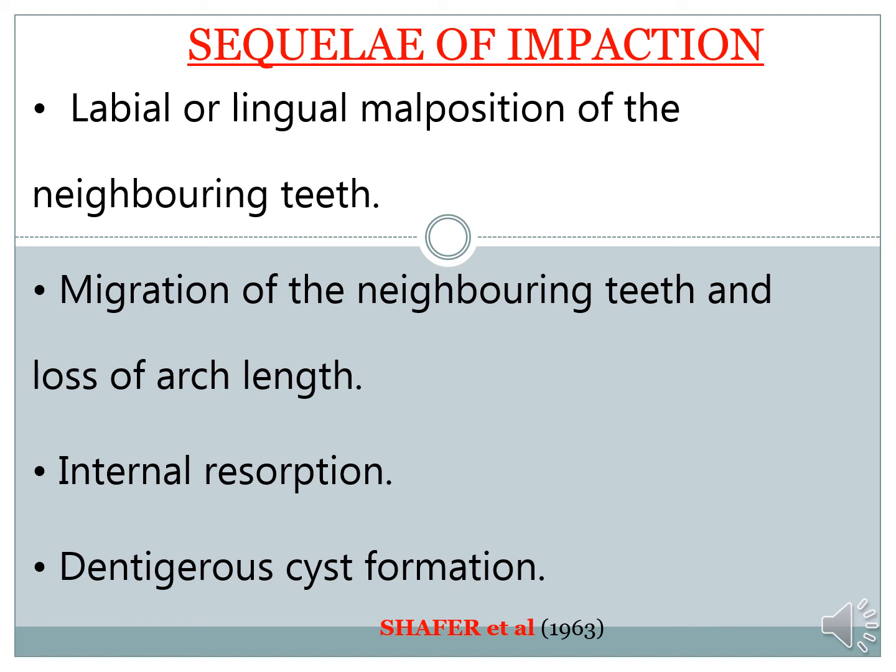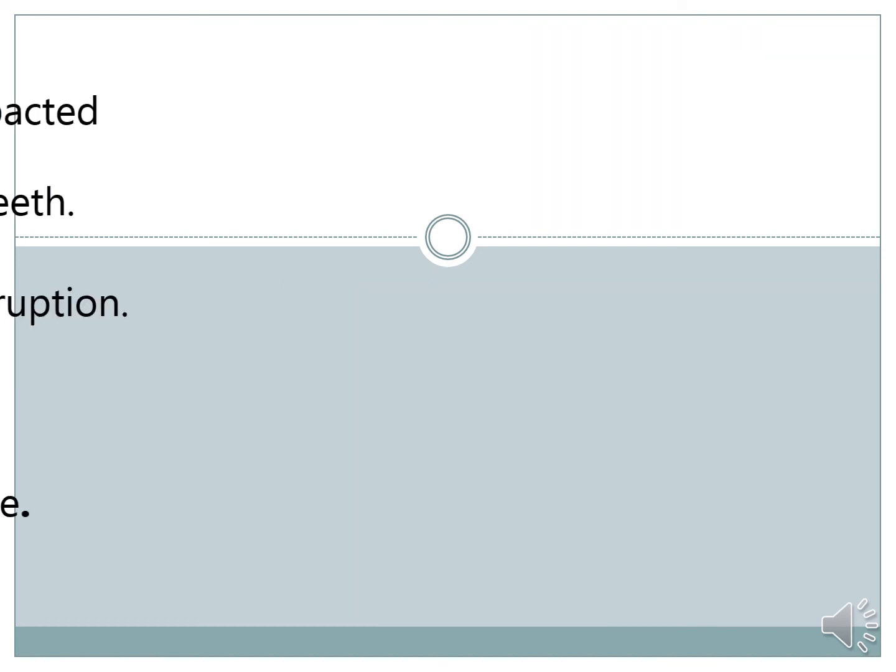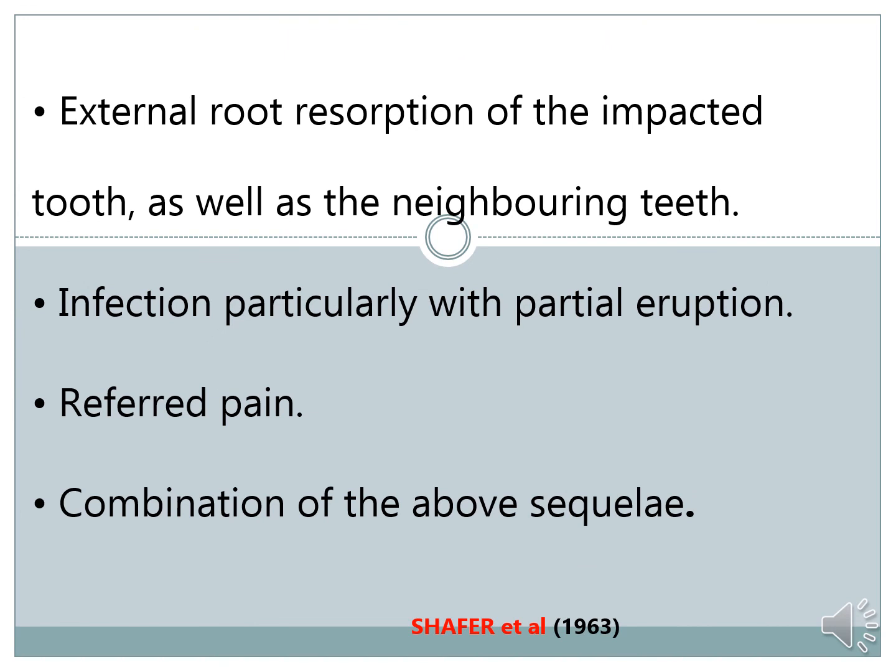So all this while we have been seeing the sequelae. In addition to that, there can be external root resorption of the impacted tooth as well as the neighboring tooth, infection, particularly with eruption, there can be a referred pain, and there can be combination of any of the above sequelae if it has not been addressed.